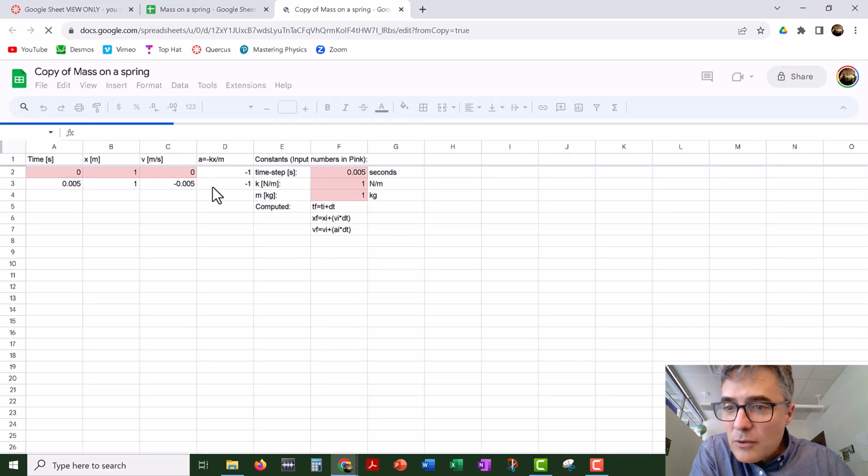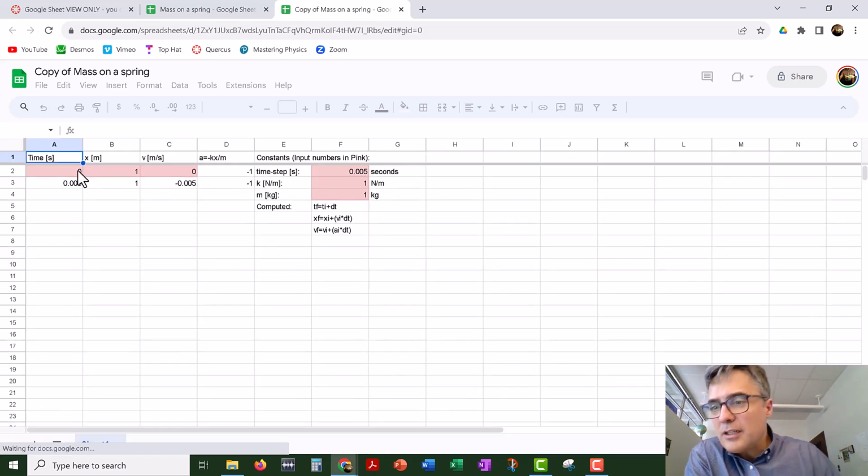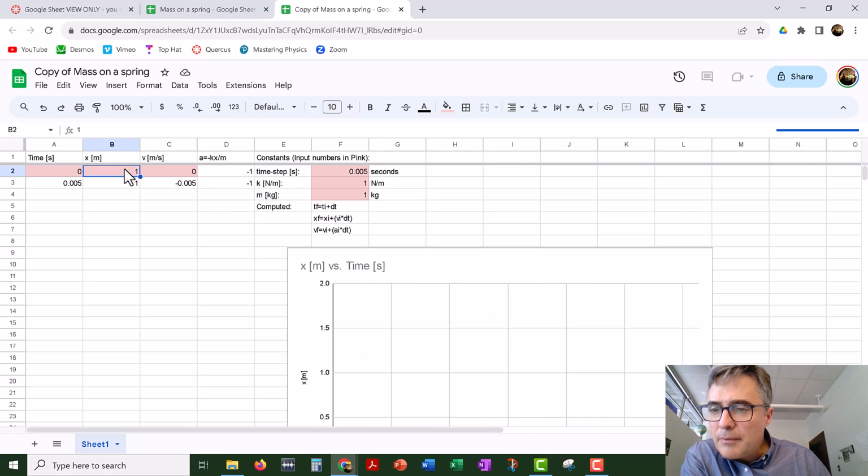This is a way of playing around with this mass on a spring. I'm going to talk a bit more about this in class, but it's fun to play with this. So at time 0, a mass is at some position x, 1 meter, and it's released from rest. Its velocity is 0 meters per second. Let me zoom in a little bit on this.